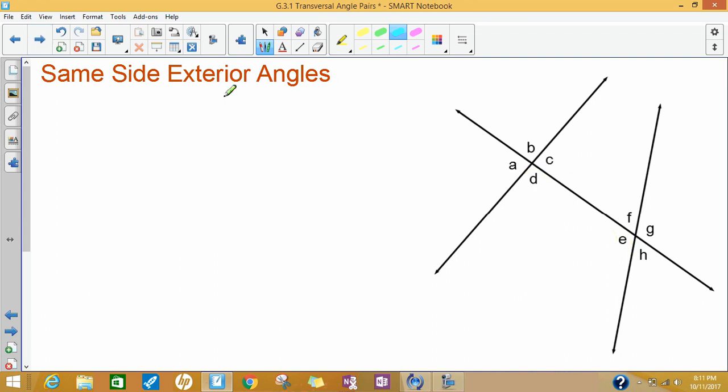And last, we have same side exterior, so they'll be on the same side of the transversal, like A and H, and they will be exterior angles. They'll be on the outside of the lines that are being intersected. So A and H are same side exterior, B and G are same side exterior. So we have these five special relationships that happen, and again, remember, we also have linear pairs and vertical angles that exist in these pictures.